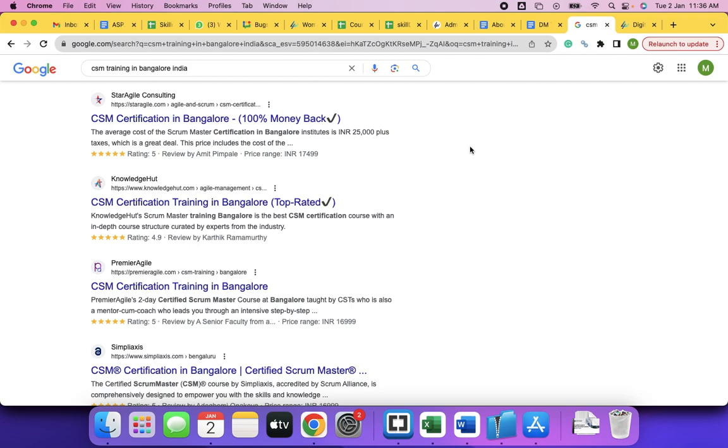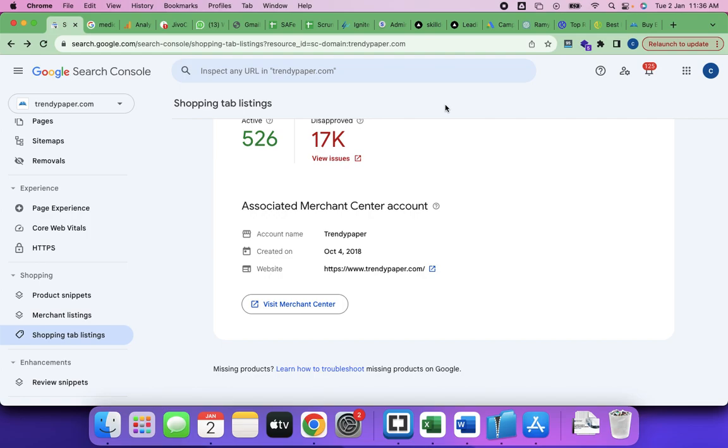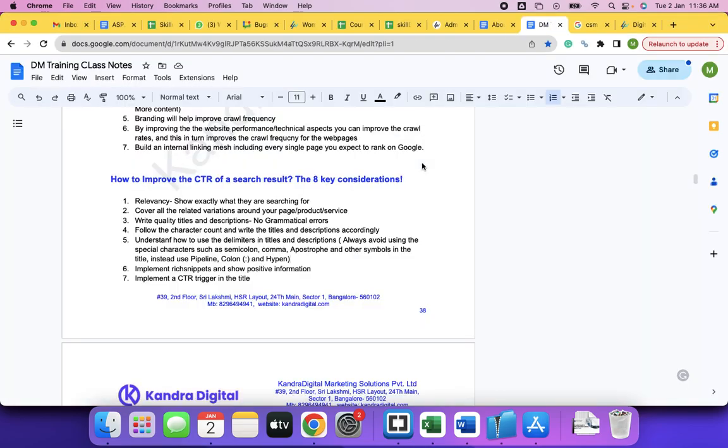Sir, as you said, if the ratings and the price and all are mentioned, do you think there will be more engagement for the website? Yes. So that's why you implement rich snippets and show positive information.